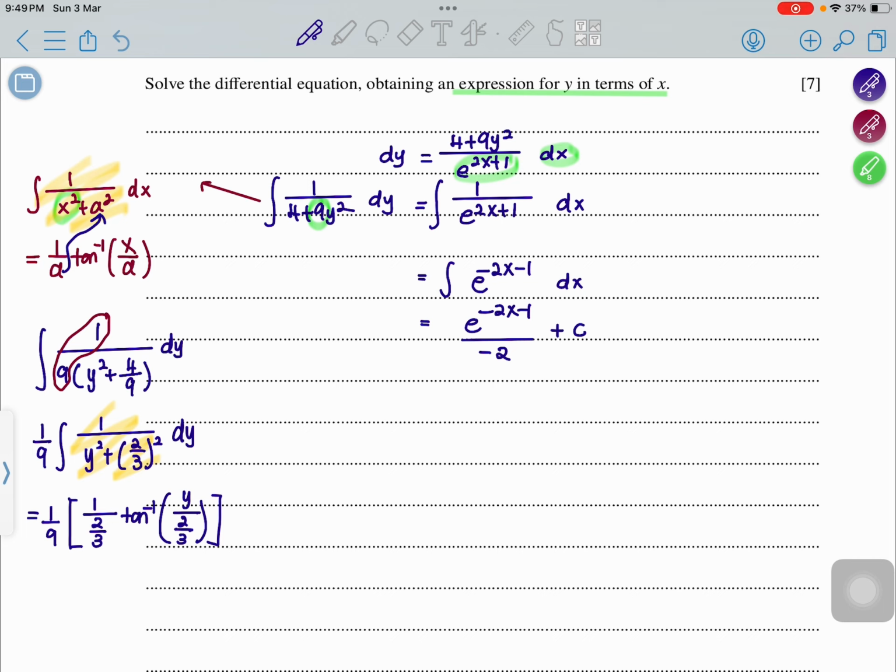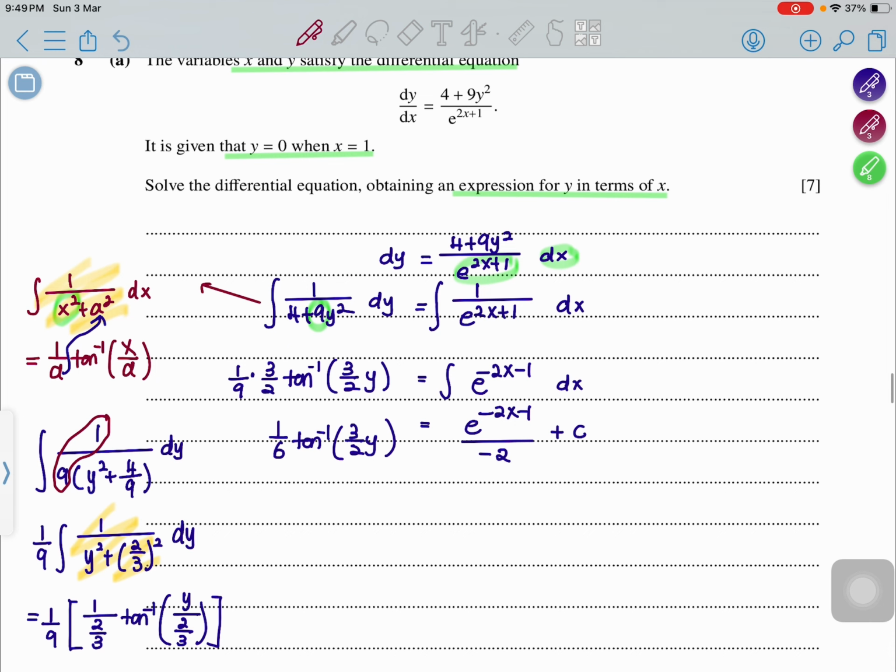Okay, so now let's write it here. 1 over 9 times 3 over 2, tangent inverse 3 over 2 y. Done. So you simplify one more level, and you're going to get 1 over 6 tangent inverse 3 over 2 y. After this, everything becomes easy for you.